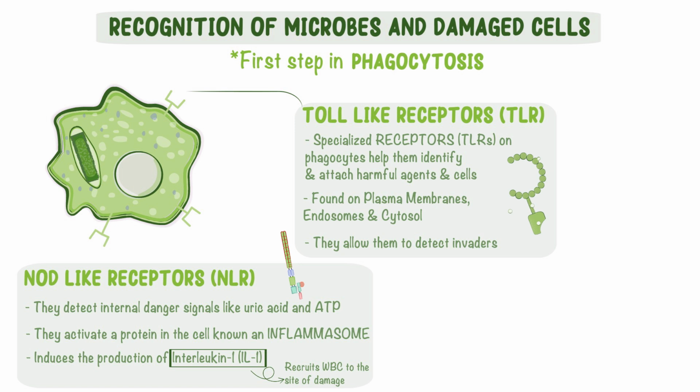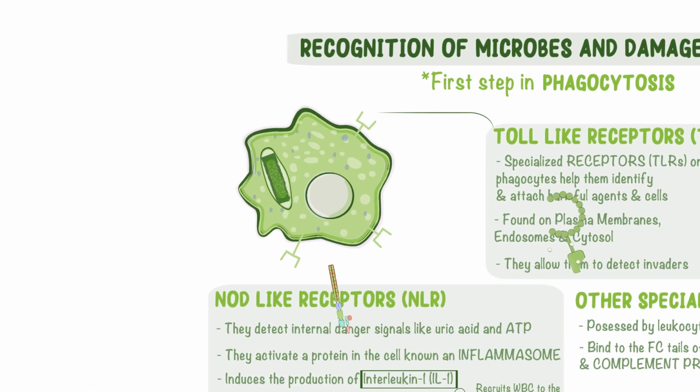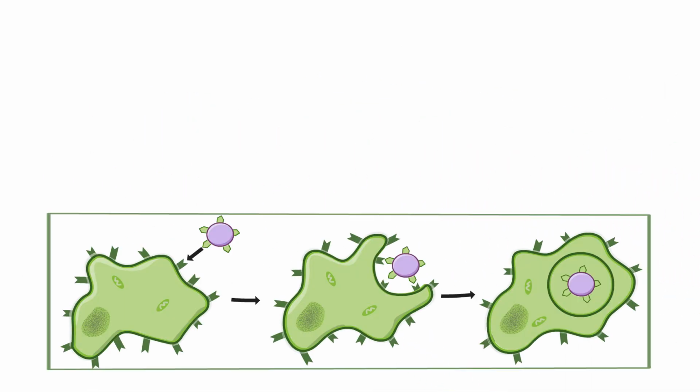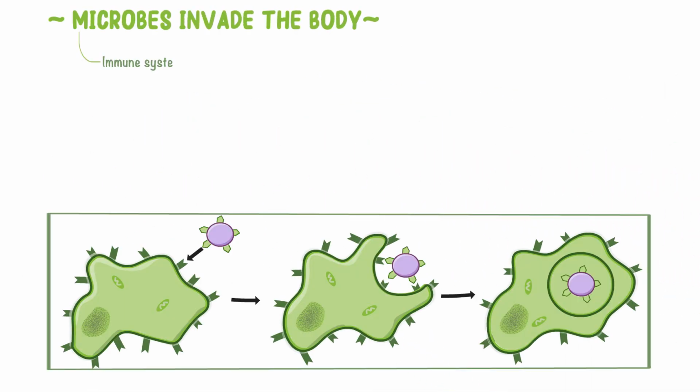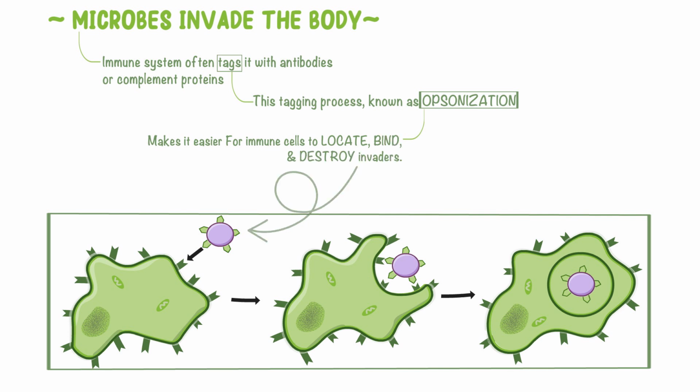In addition to the primary receptors that directly recognize microbes, many leukocytes possess other specialized receptors. One of the key types of these receptors are those that bind to the Fc tails of antibodies and complement proteins. Now, what does that mean? When a microbe invades the body, the immune system often tags it with antibodies or complement proteins. This tagging process, known as opsonization, makes it easier for immune cells to identify, bind to, and ultimately destroy these invaders. These receptors on leukocytes recognize these tags, promoting the ingestion and destruction of the microbes.